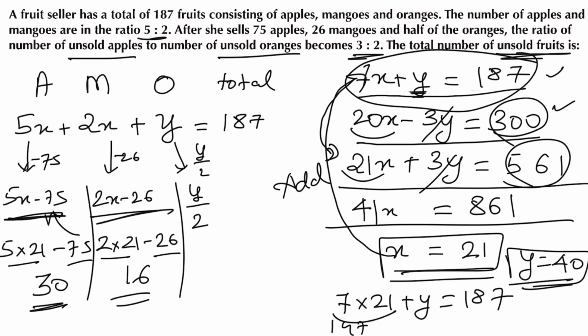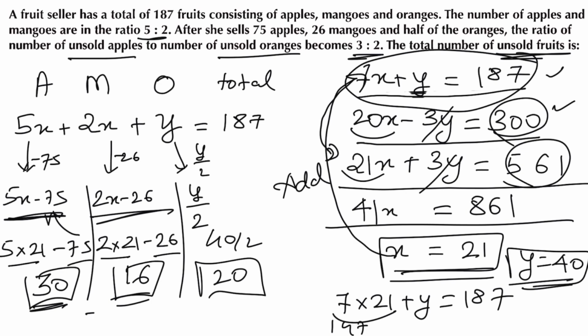And lastly, y we have found as 40. y/2 will be 40/2, which is 20. The total number of remaining fruits is 30 apples, 16 mangoes, and 20 oranges. The sum of these three numbers is our final answer, 66. And that's the answer to our question, 66.